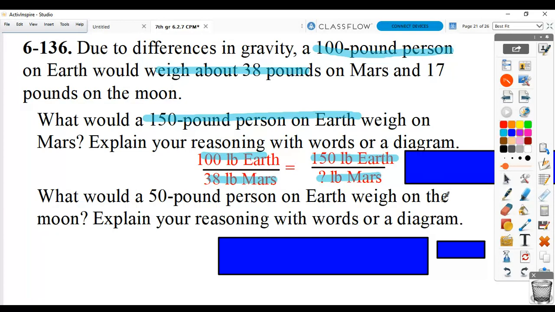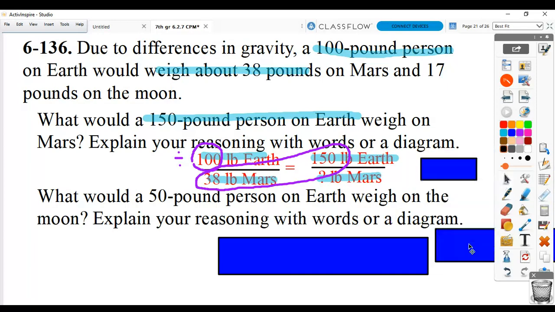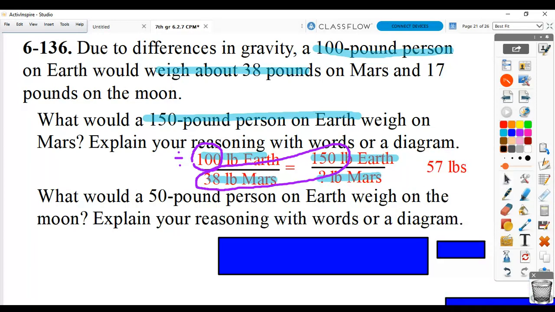But once we're set up with our proportion here, we can do our cross products, which again, remember, means to multiply diagonally the two that you know, 38 times 150, and then divide by the third value. Right. So when you do that, you end up getting 57 pounds.